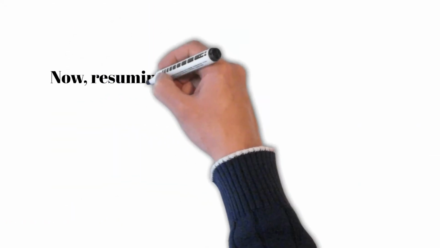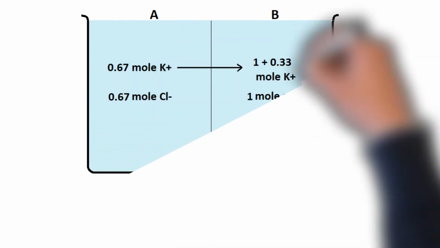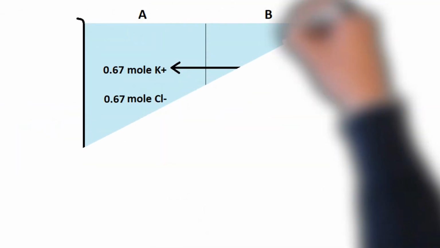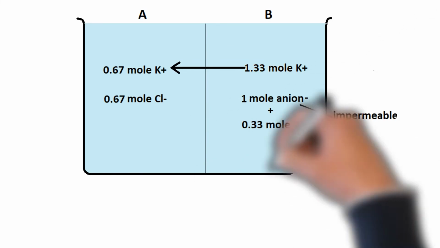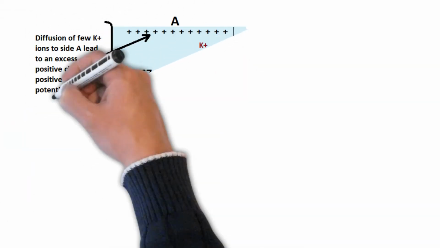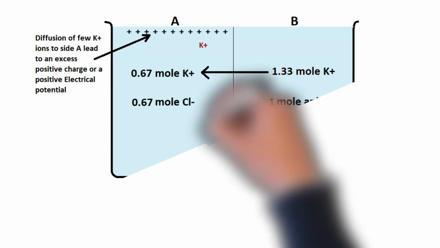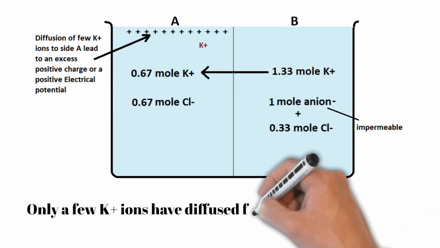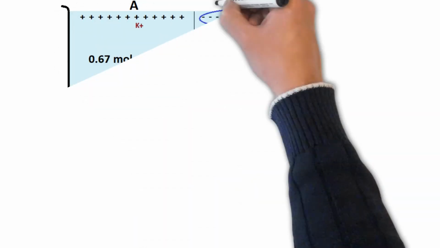Now, resuming our preceding discussion, we saw that potassium ions diffuse to side B due to the electrical potential created by the initial diffusion of chloride ion. But now, since a chemical potential exists for potassium ion, they tend to diffuse back to side A, down the concentration gradient. However, this does not proceed much further, because it exposes the negative charge on anions present on side B. However, at equilibrium a few potassium ions will have diffused to side A.